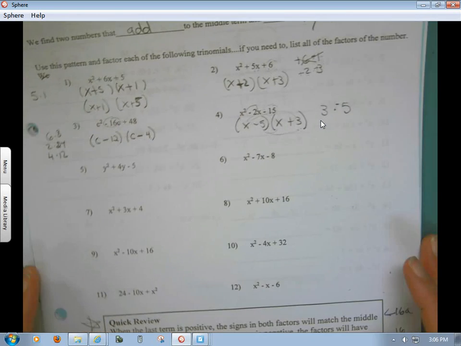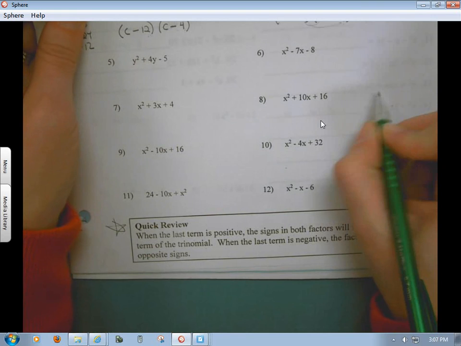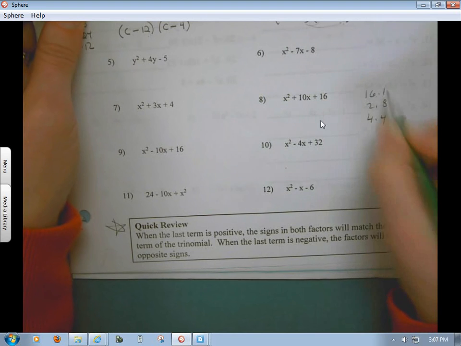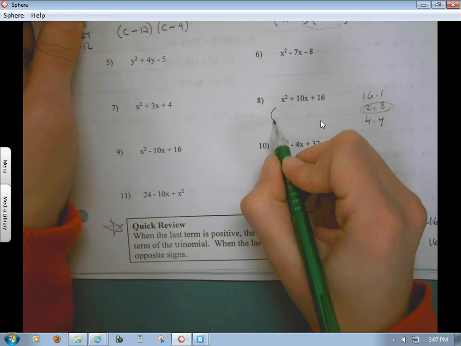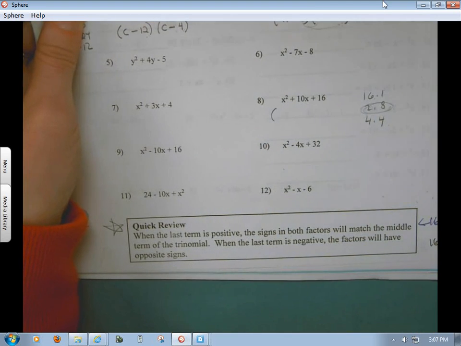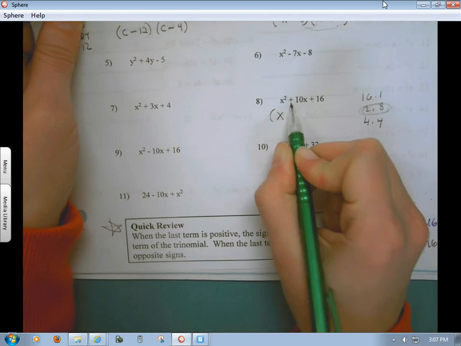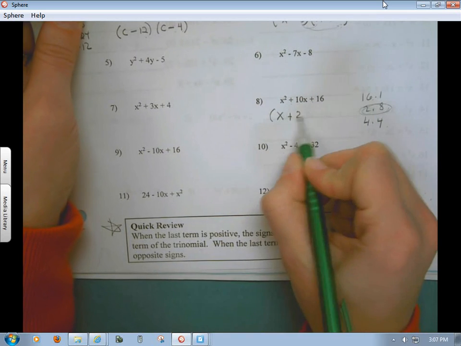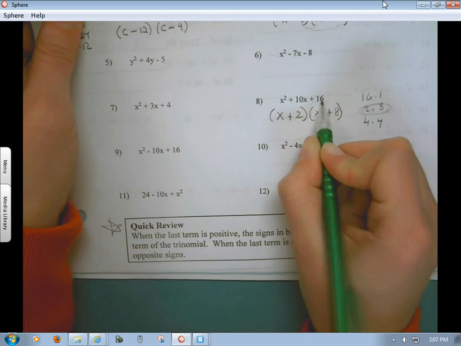Okay, let's try another one. Let's try number 8. So, factors of 16. Now, you don't need to list these. You could do these in your head. Okay, so I listed some factors, and I'm already seeing a potential good pair. So, I'm going to try that out. Now, my signs here are both going to be positive because the middle sign is positive. So, I'm going to try x plus 2 and x plus 8. 2 times 8 is 16. 2 plus 8 is 10.